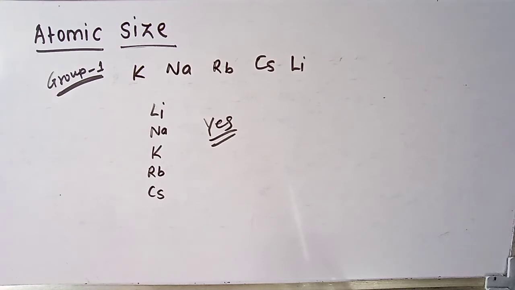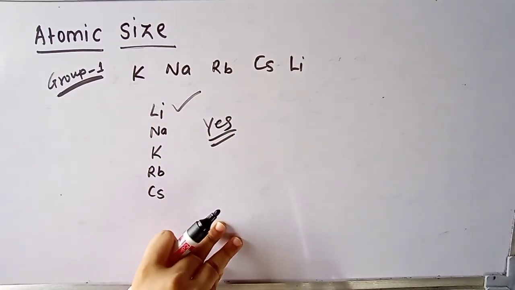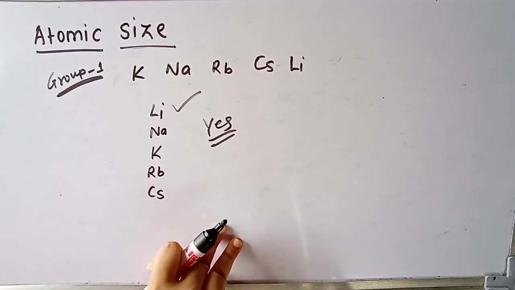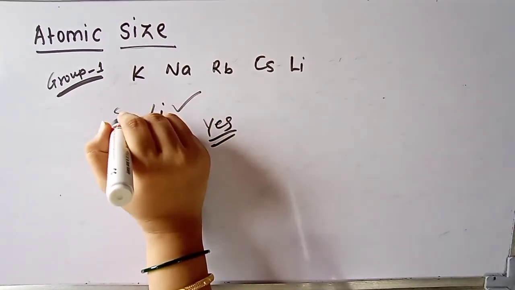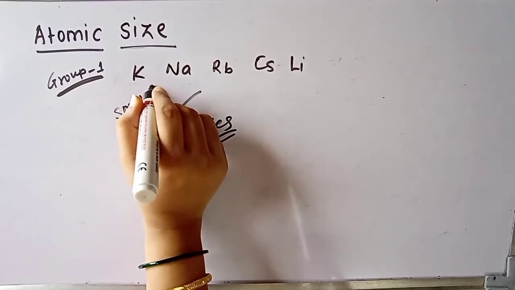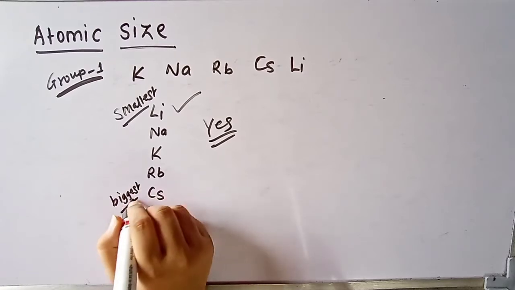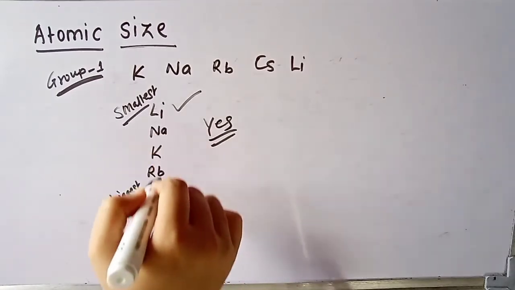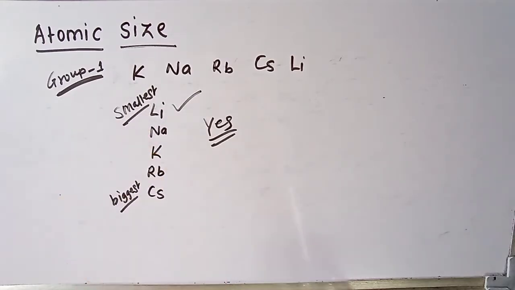This is the answer. Fourth question, which of the above elements have the biggest and the smallest atom? Biggest one is what? Cesium is the biggest one and lithium is the smallest. This is smallest and this one is biggest, because we have arranged them in increasing order. So this is smaller, so this is smallest and cesium is biggest. Is this thing clear to you?